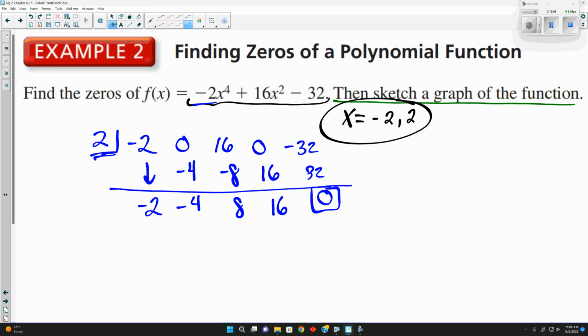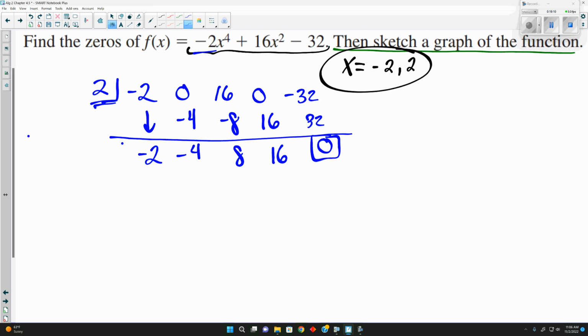Now, because it didn't actually cross the x-axis, it just touched it, it should have an even multiplicity. Now, instead of rewriting this back out and doing it again, I could set up another synthetic division. So right below that, I could rewrite negative 2, negative 4, 8, 16, and reset it back up. Or I can add a little cubby hole here, drop the negative 2, and do it again.